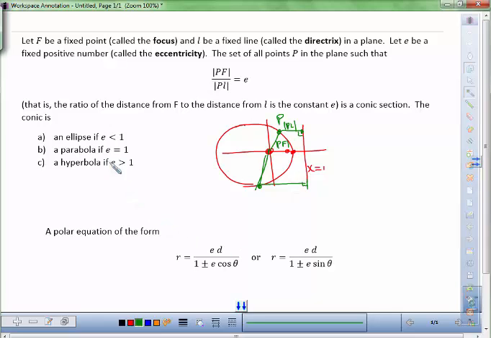Now, if we had a parabola, then PF over PL is equal to 1, which means that they're equal to each other, and that's how the parabola was defined from a directrix to a focus point. It turns out that if the ratio is not equal to 1, if it's less than 1, where the point is closer to the focus point than it is to the directrix, then those ratios are going to be constant, and it will look like an ellipse.